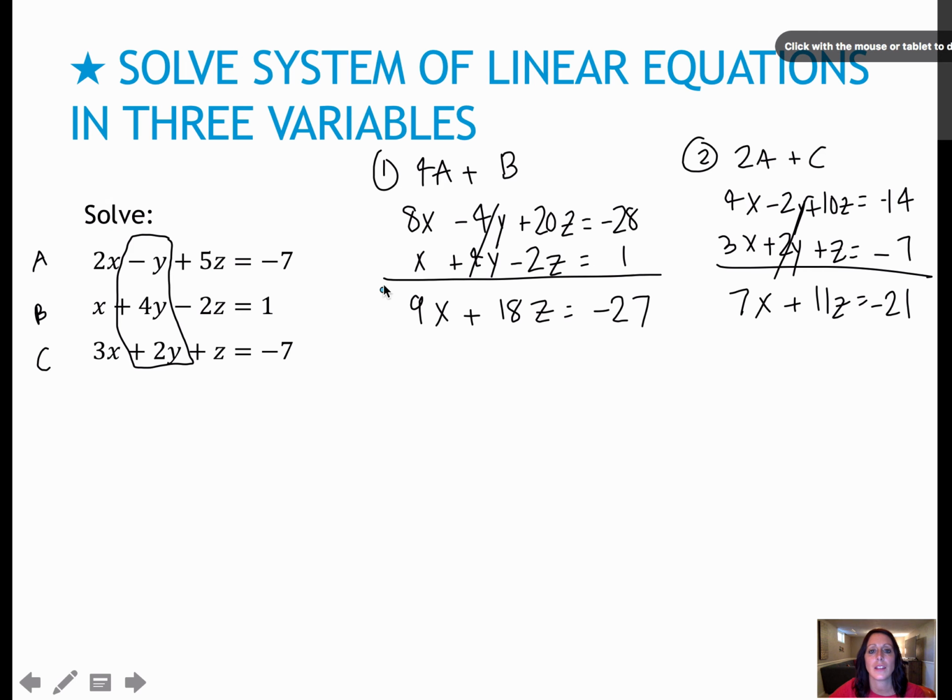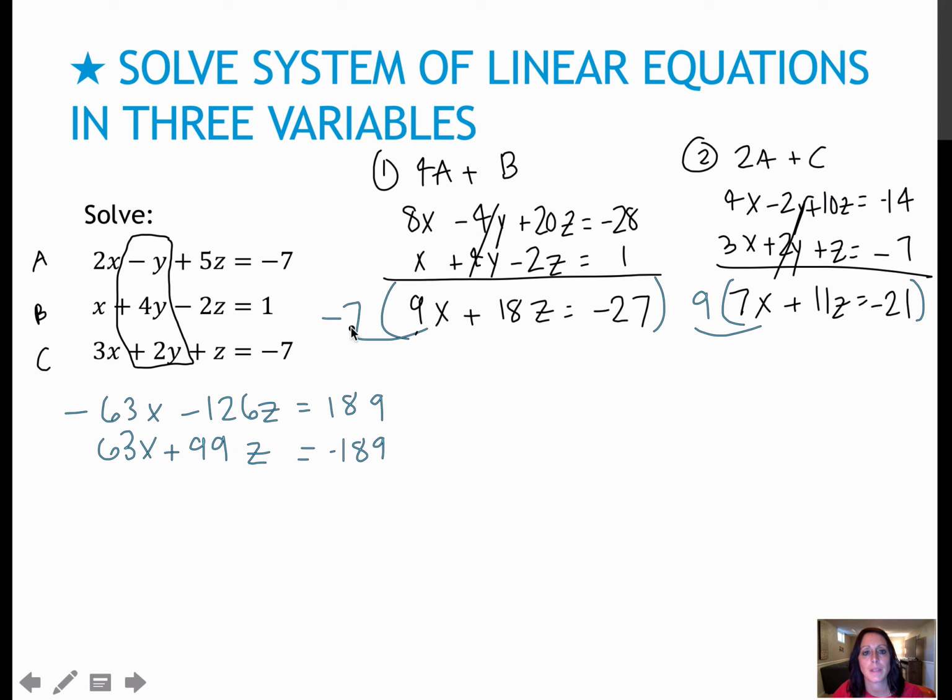So I'm going to take this whole equation times negative 7, and I'm going to take this whole equation times 9, because that will make this negative 63 and this positive 63. In multiplying my first equation times negative 7 and my second times 9, as you can see, I ended up with a negative 63x and a positive 63x. On the right side, 189 and negative 189, which made it 0. When I add the values in the middle, I get negative 27z, but when I divide by negative 27, I find that z is 0.